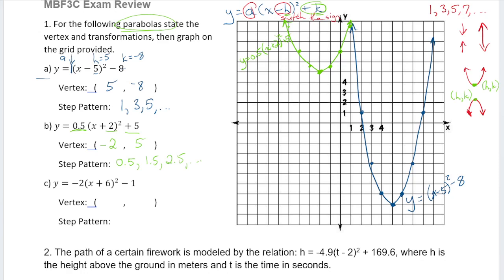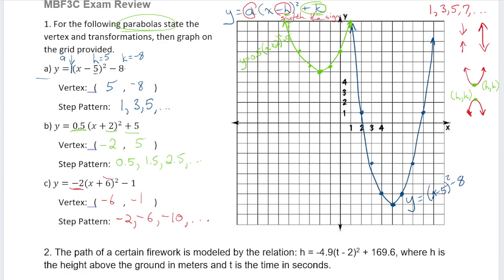Last one. We've got h is -6 because I have to switch the sign. k is -1. My step pattern, multiply by 2, well, -2. So 1 becomes -2. 3 times -2 is -6. 5 times -2 is -10.